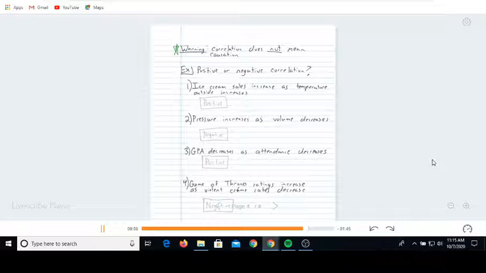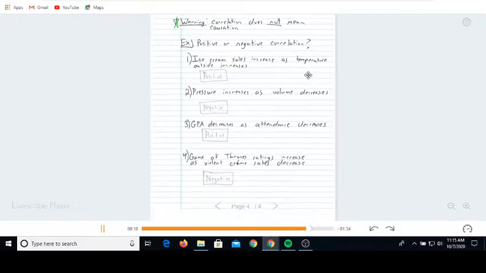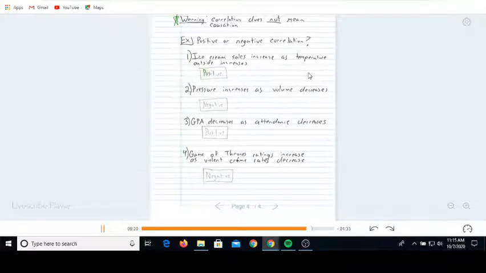So let's look at number one. Is it positive or negative correlation? Ice cream sales increase as temperature outside increases. So one is increasing as the other is increasing. They're moving together. That's a positive correlation. I would say that's a common underlying cause, right? Those are related. Number two, pressure increases as volume decreases. So as one goes up, the other goes down. That's a negative correlation, and that's a direct cause. That's actually a law you'll learn in chemistry class called Boyle's law.